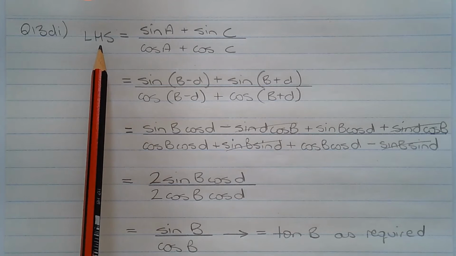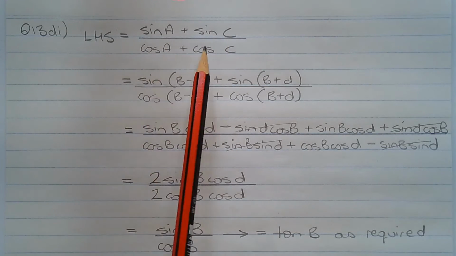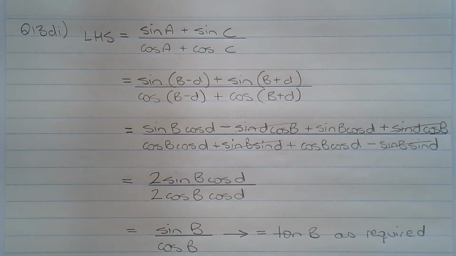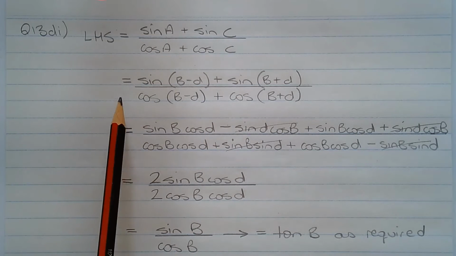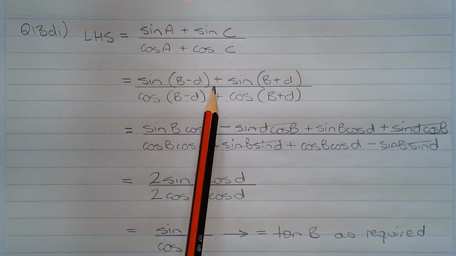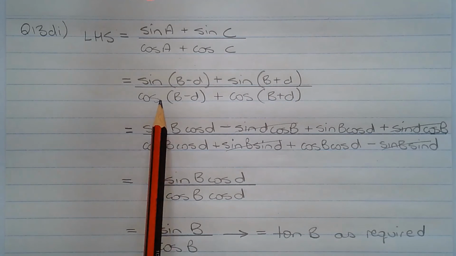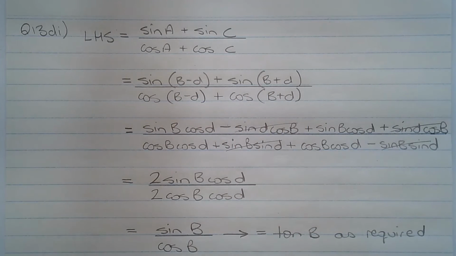From the left-hand side, we have (sin a plus sin c) over (cos a plus cos c). Now a equals b minus d and c equals b plus d. So that equals (sin of (b minus d) plus sin of (b plus d)) over (cos of (b minus d) plus cos of (b plus d)).